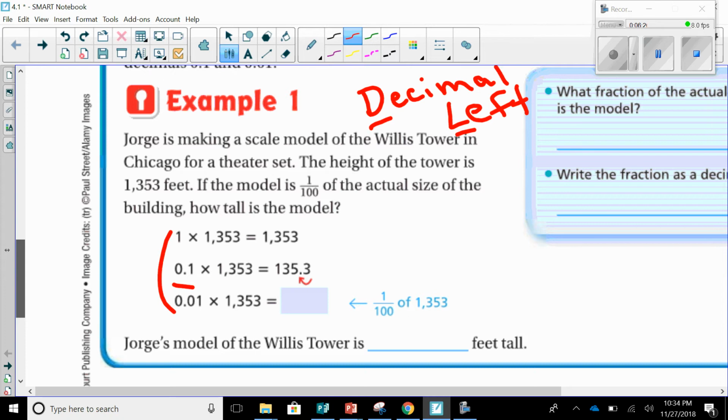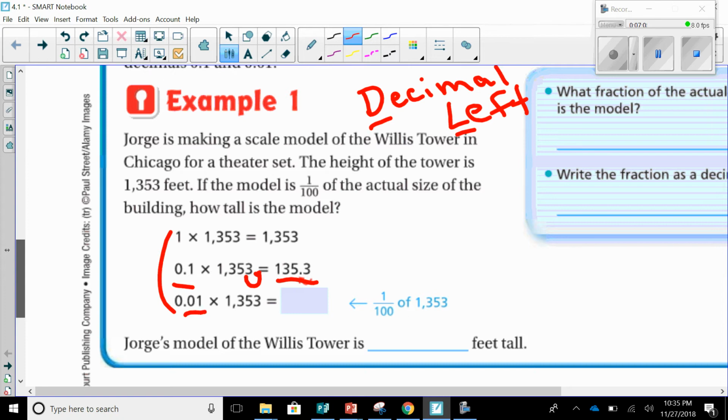How many numbers do I have after my decimal point? I only have one number after my decimal point. So that means I'm only going to move one place to the left to get my answer. So my decimal point would be here, right? I just have zeros after it, so I wouldn't write it with a decimal point. So if my decimal point's here, and I'm going to move one place to the left, which gives me the answer of 135.3.